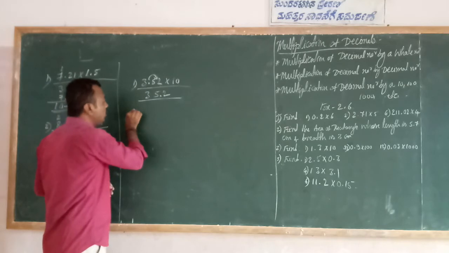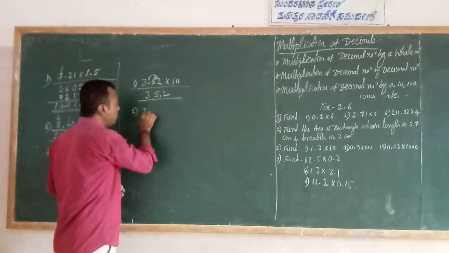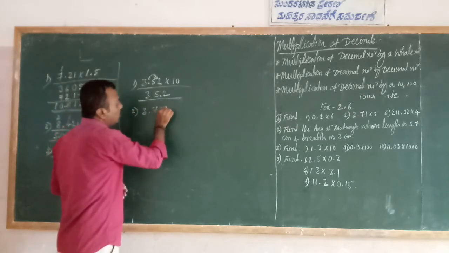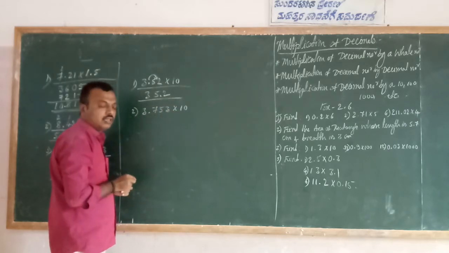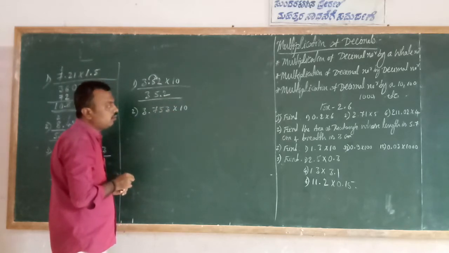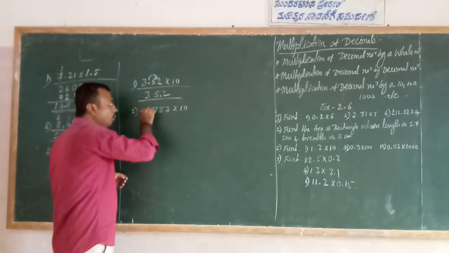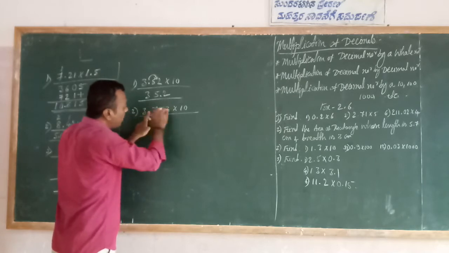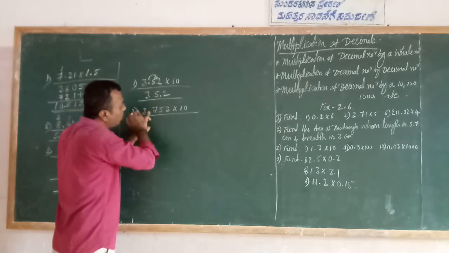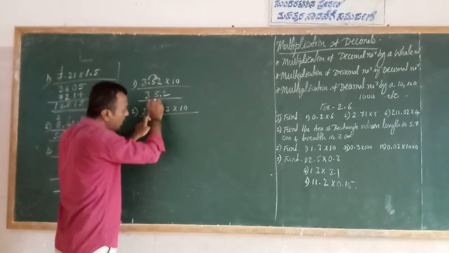So like that only. See, 3.753 into 10 is there. Here also the point is shifted. Same. Leave the point; this number only should be as it is. How many digits are there? Write the digits as they are.